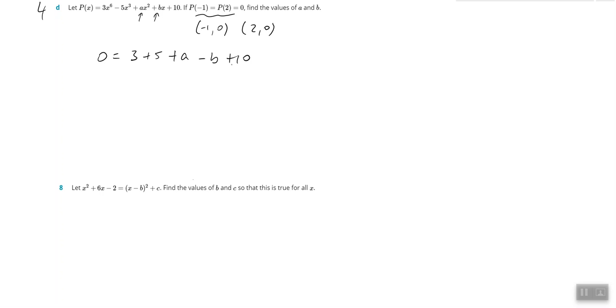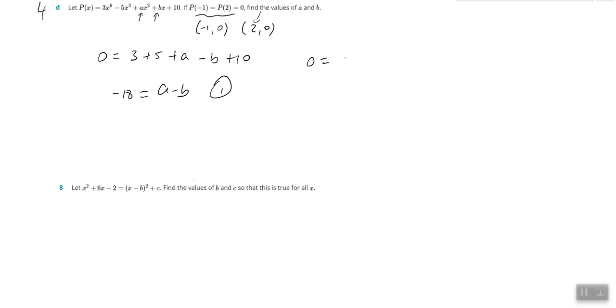All you have to do is put the numbers on one side and then the letters on the other. So we'll leave the letters on the right hand side. 3 plus 5 is 8, 8 plus 10 is 18. If I move the 18 to the other side, it'll be -18. That's your equation 1. Equation 2, we've got 3x to the power 6, so I sub in 2 for x and 0 for y.